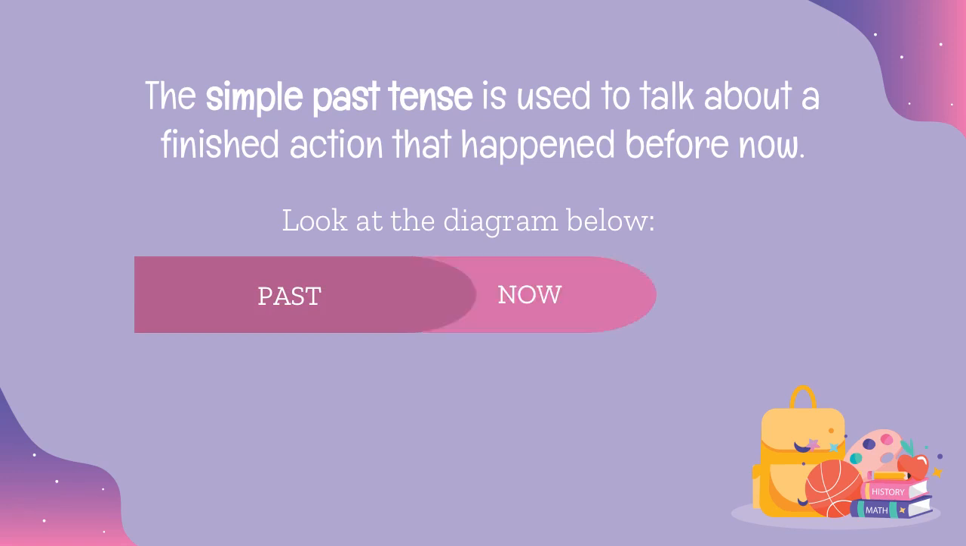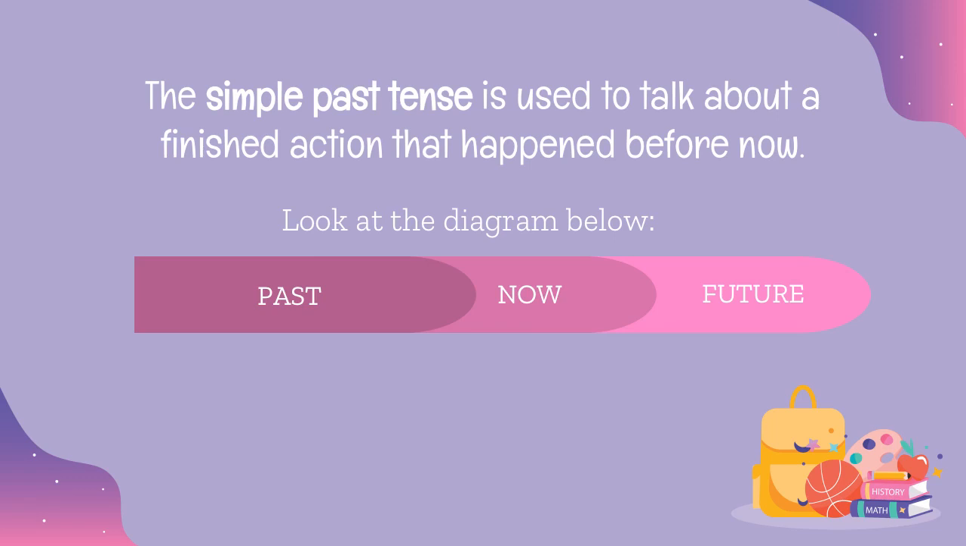Past, now, and future. We are in the now position. What happened a minute before, that was past. And what will happen a minute later, that's future. Okay, do you get it?